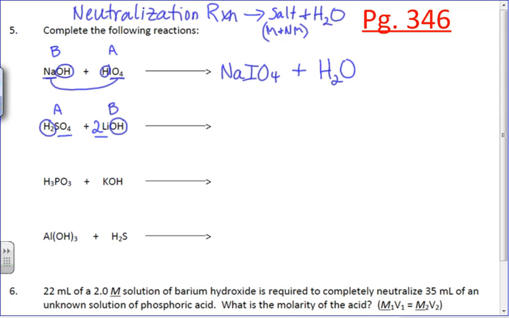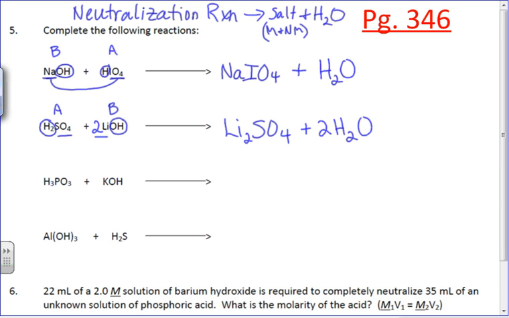The metal that's paired with your hydroxide will go first, so we have 2 lithiums paired up with your sulfate. And since we have 2 hydrogens and 2 hydroxides, we're going to have 2 waters form along with that.